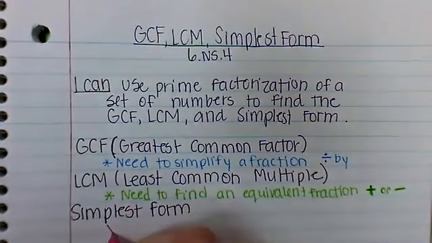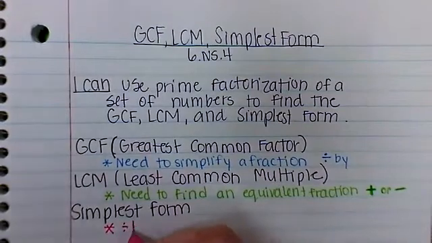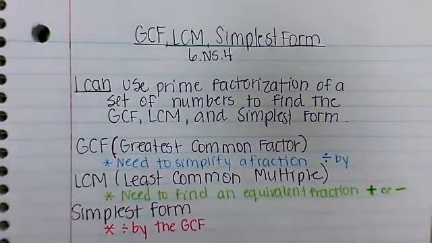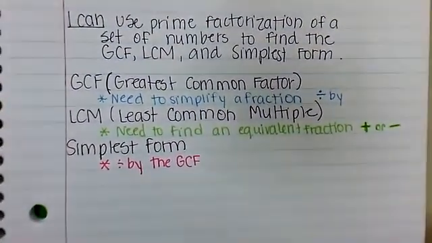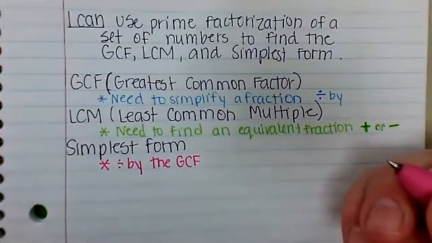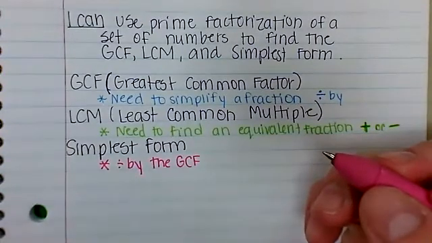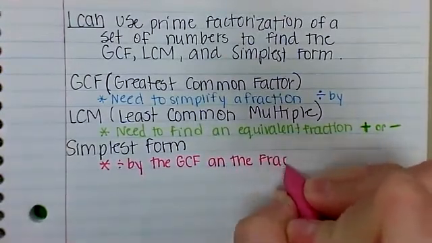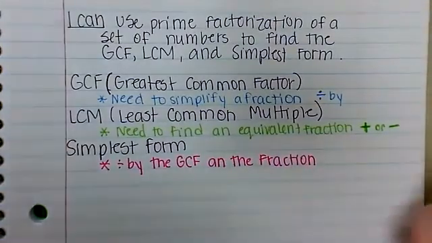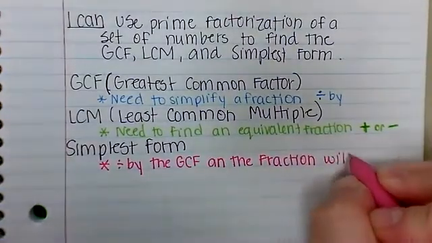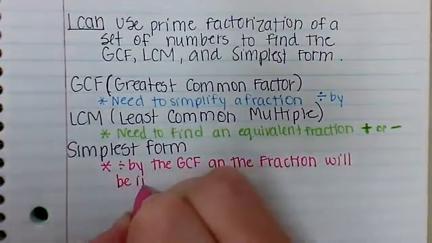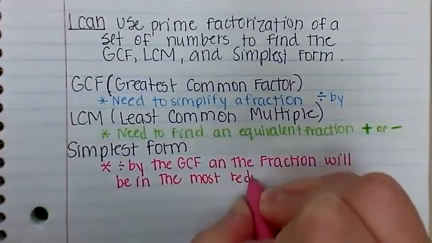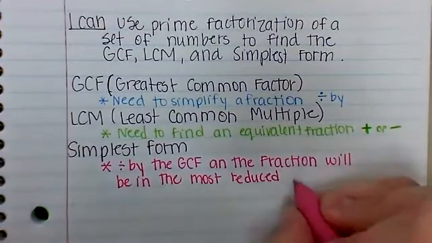Simplest form is when you are going to divide by the GCF and the fraction will be in the most reduced equivalent.